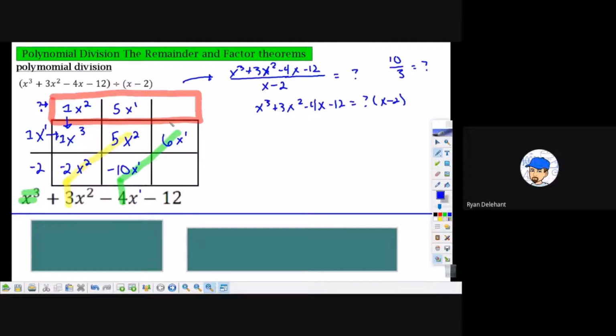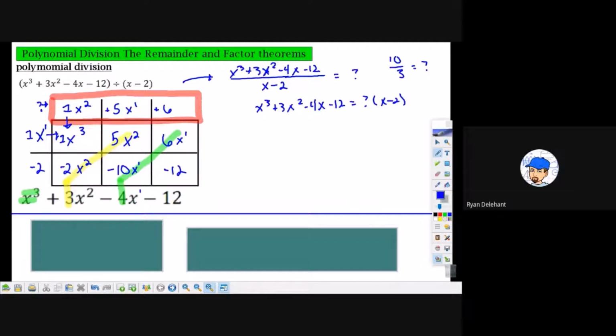So 1 times something equals 6 means that has to be 6. X to the first, and this one is x to the first. Do I need any more x's? Nope, so that's just the number 6. And this one was positive, and so was this one. I should have been putting those in there each time. So now I'll use that to find the bottom. Positive 6 times negative 2 is negative 12.